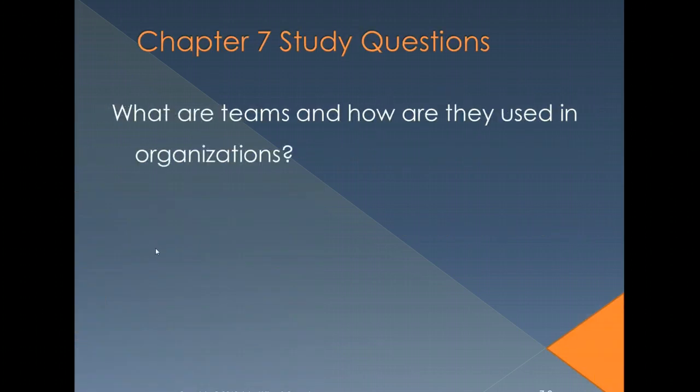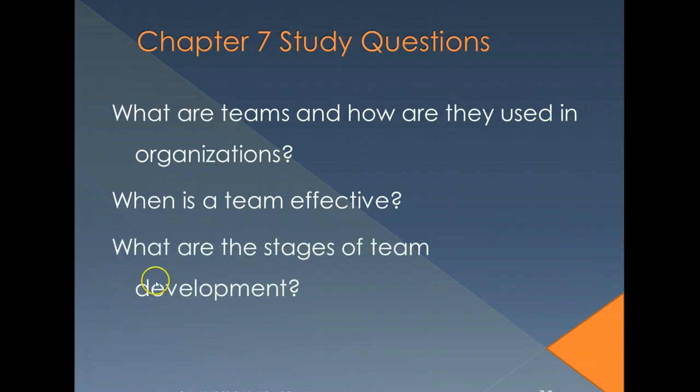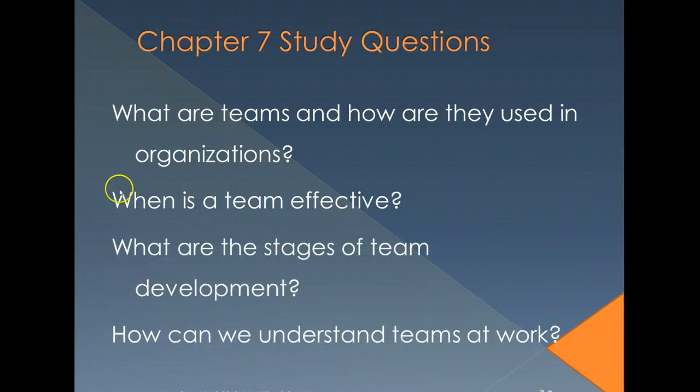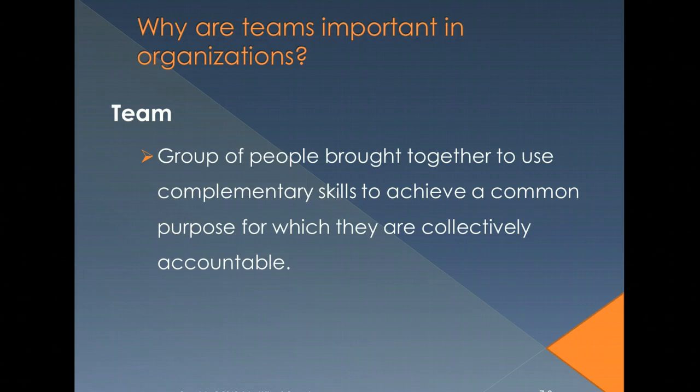Okay, so we have a couple different things that we're going to look at in Chapter 7. The basics of what teams are, how they're utilized in organizations, and the different ways they can utilize them. How we can tell when a team is effective, stages of team development, and just overall looking at how teams can be useful and effective in the workplace in general, and how different organizations may use different teams.